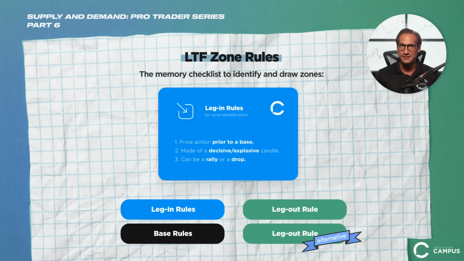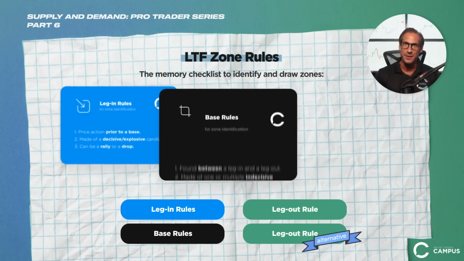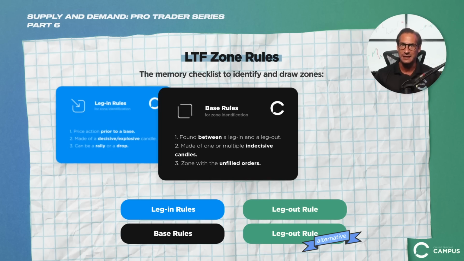Leg in is the price action prior to the base. It is made of a decisive or an explosive candle, and it can be a rally or drop depending on the formation. The base is found in between a leg in and a leg out. The base is made of one or multiple indecisive candles, and this is the origin of imbalance, the area where we are going to find the unfilled orders.